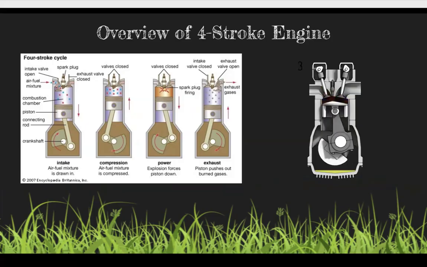The intake stroke first brings the air-fuel mixture into the combustion chamber through opening the intake valve, which then pushes the piston down. The compression stroke then brings the piston back up, compressing this mixture. Then, during the power stroke, the air-fuel mixture is ignited by the spark plug, causing an explosion and bringing the piston down. During the final stage, which is the exhaust stroke, the gases leave through the exhaust valve as the piston pushes it back up.